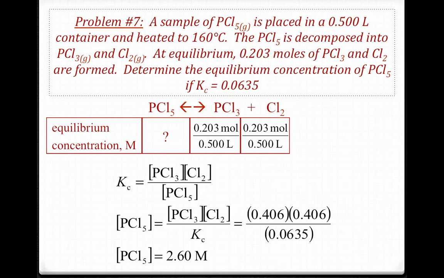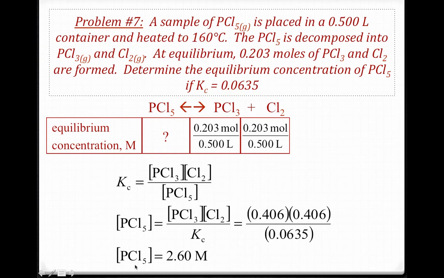So this one says a sample of PCl5 is placed in a 0.5 liter container and heated. The PCl5 is decomposed into PCl3 and Cl2. At equilibrium, 0.203 moles of PCl3 and Cl2 are formed. Determine the equilibrium concentration. So here, I'm given actual equilibrium concentrations. Now notice, concentration is always moles per liter or molarity. So I'm taking my moles and liters and dividing it to get molarity.